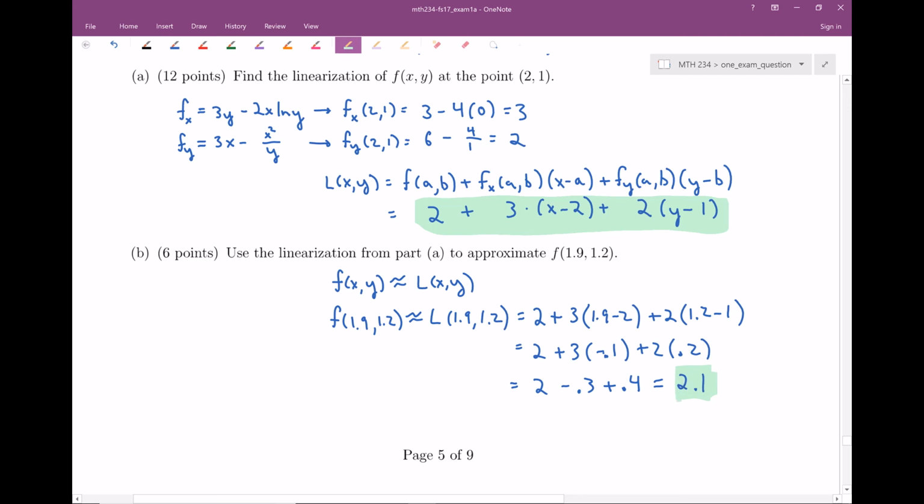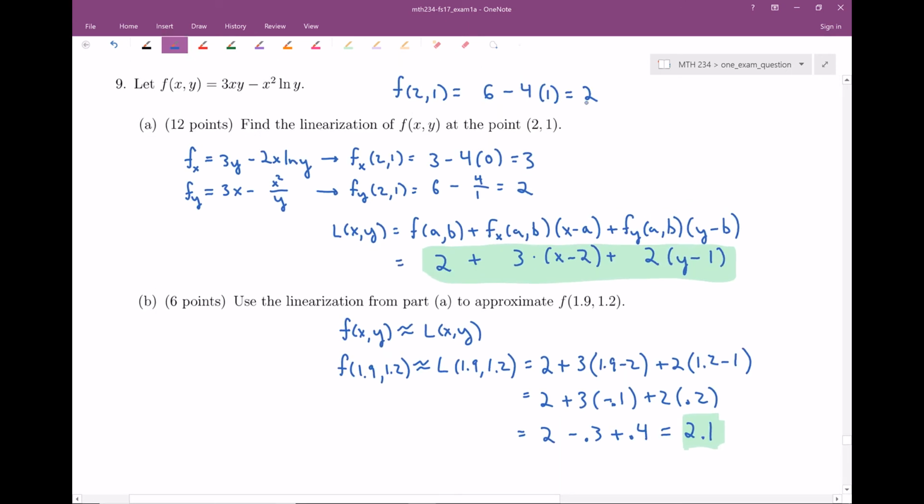Again, this is fairly close to 2, which makes sense, because 1.9, 1.2 is fairly close to 2, 1, and at 2, 1 the function outputs 2. Since this is a nearby point, 2.1 makes sense.